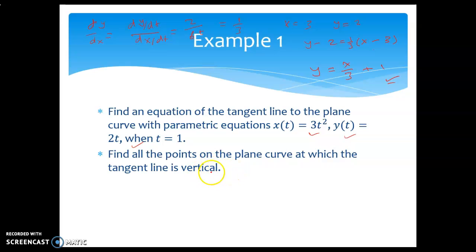We want to find all the points on the curve at which the tangent line is vertical. When the tangent line is vertical, that means this here is going to be equal to 0, and dx over dt, which here is 6t, is equal to 0. That means t is equal to 0. When t is equal to 0, y is equal to 0 and x is equal to 0. So this is the point where the tangent line is vertical.